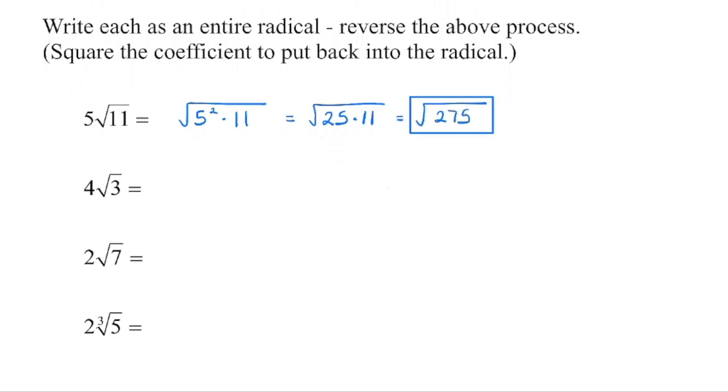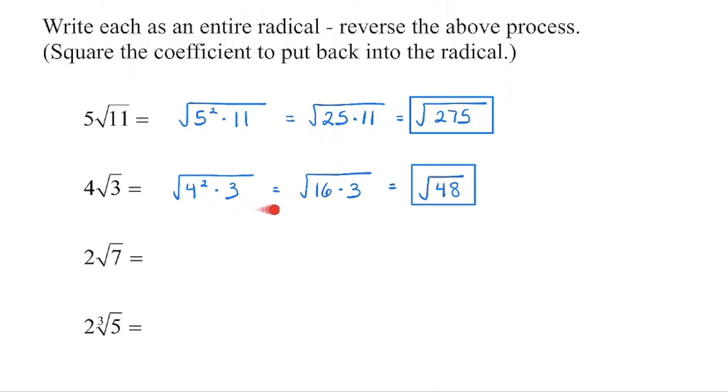25 times 11 gives us a value of 275. And again, you can check this on your calculator. So this should have the same value as this, and make sure that you cover the entire radicand with that radical sign. Again, we square rooted the 4 to take it out. We're going to square the 4 to put it back in. 4 squared is 16. 16 times 3 gives us the square root of 48.